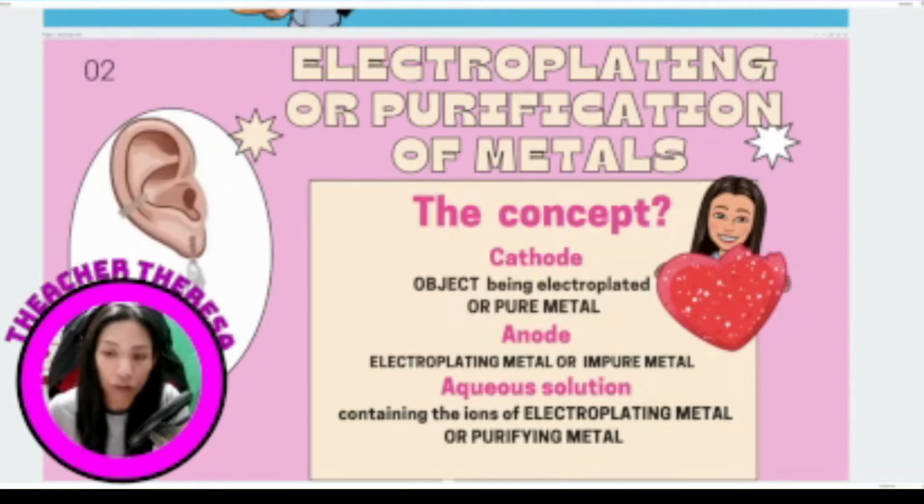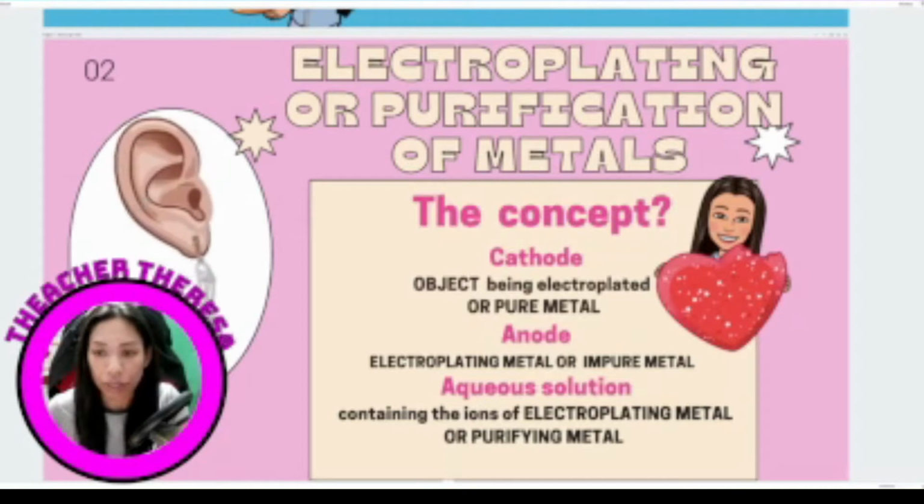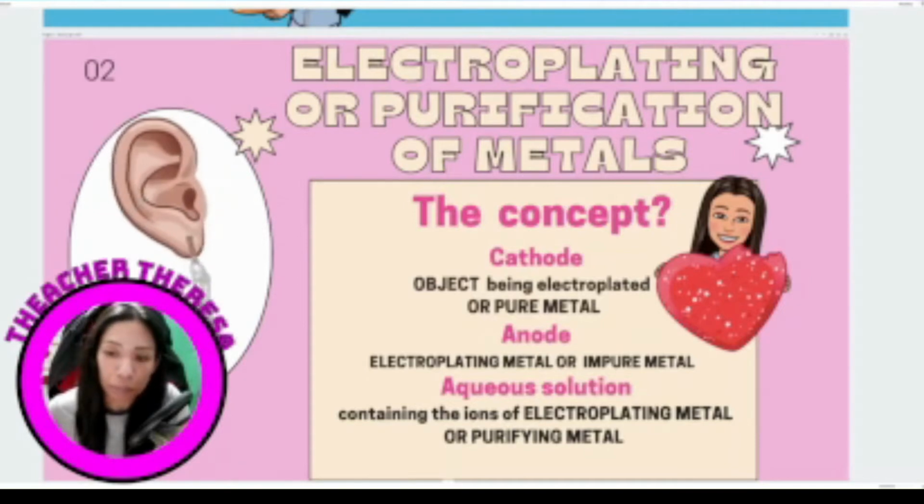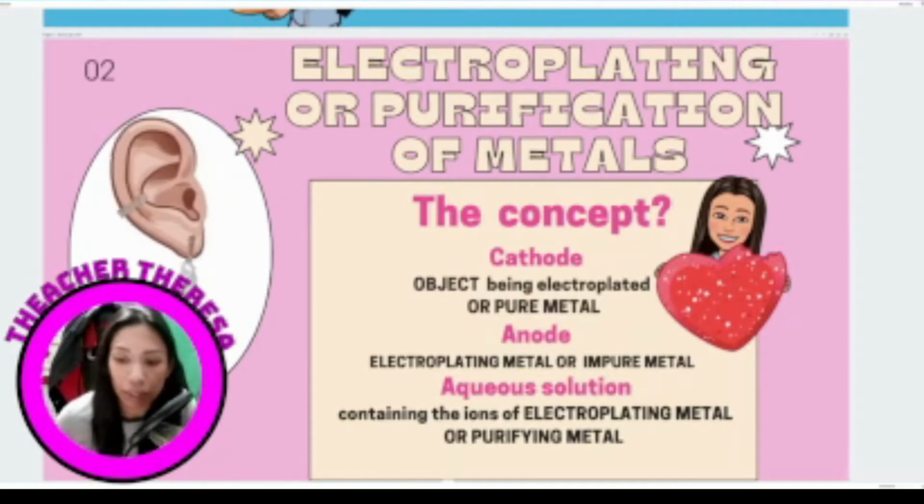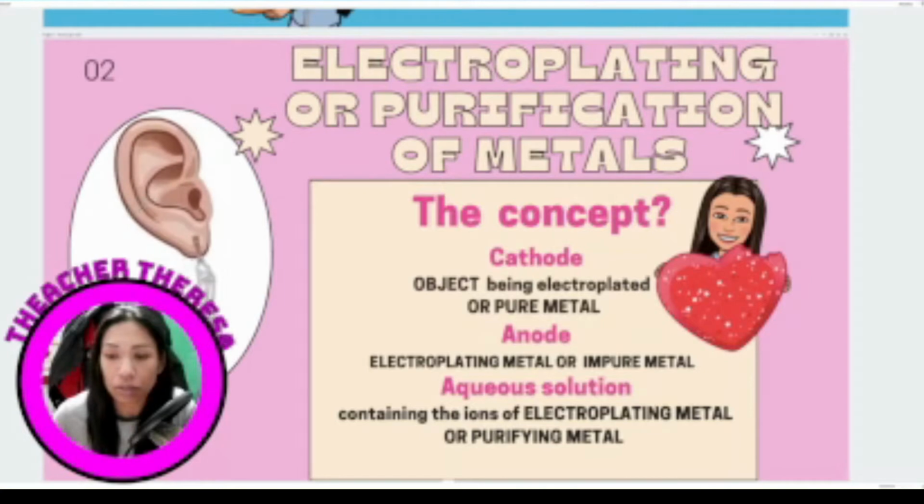So remember, for the cathode, if you are going to do electroplating, you must position the object that you're going to plate at the cathode. And if you're going to do purification, the pure metal will be at the cathode. Now, for the anode, the electroplating metal or the impure metal will be positioned at the anode. Now, the aqueous solution must contain the electroplating metal ions or the purifying metal ions.